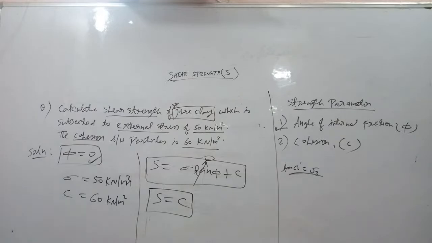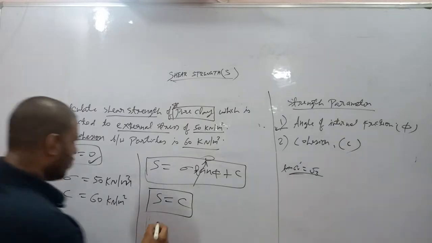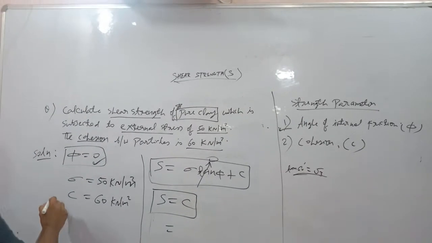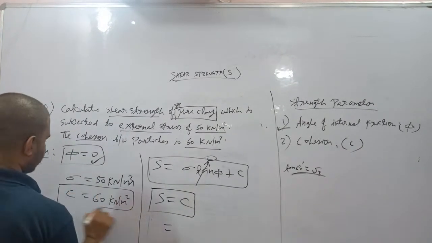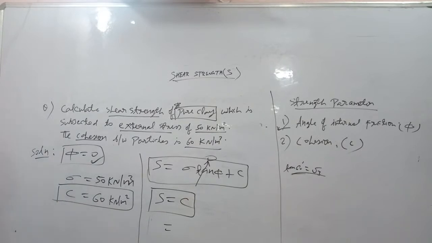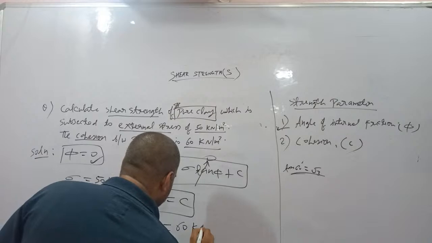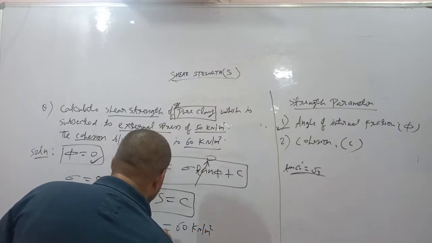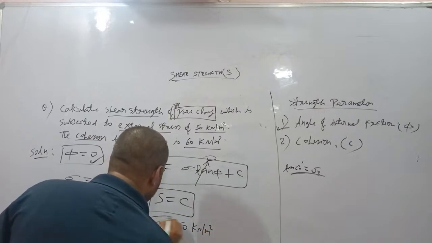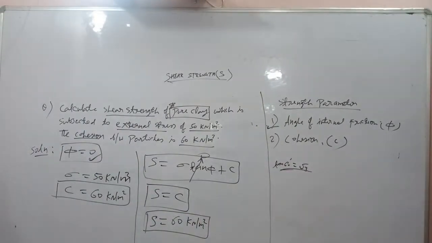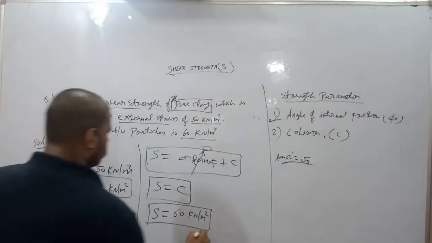Okay. Now we all know the C value in the question. It is given directly, how much? 60 kilonewton per meter square. Okay. So the shear strength value for this question will be 60 kilonewton per meter square. The answer will be this C value only.